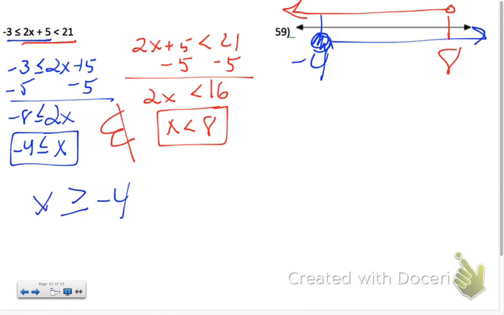So now my final answer is where the whole thing overlaps. So it's actually a closed dot on negative 4 and an open dot on 8, connected. That's my final answer.